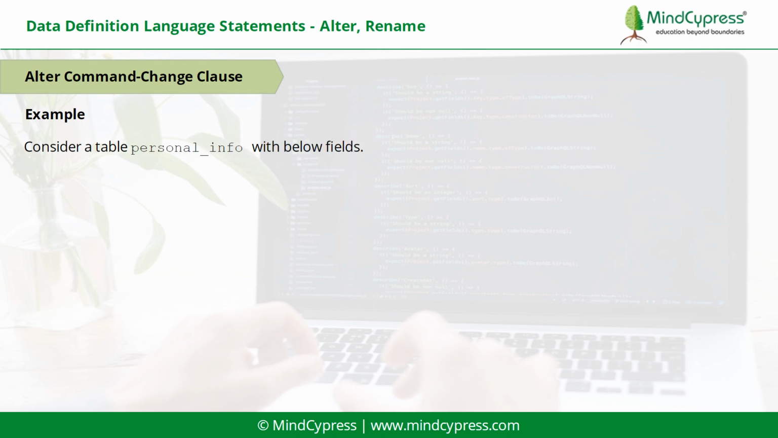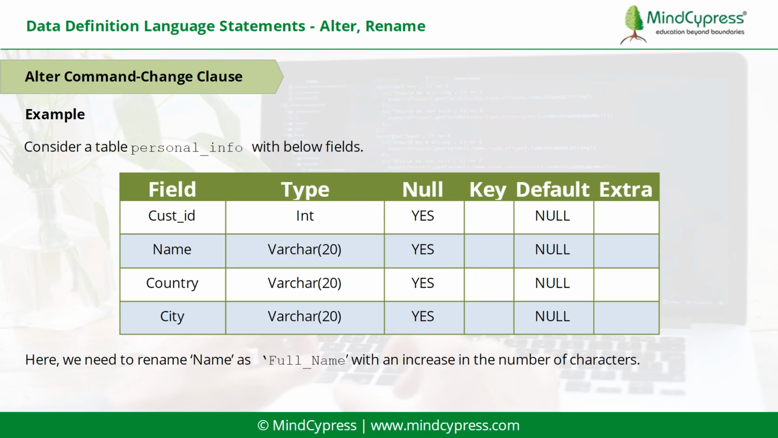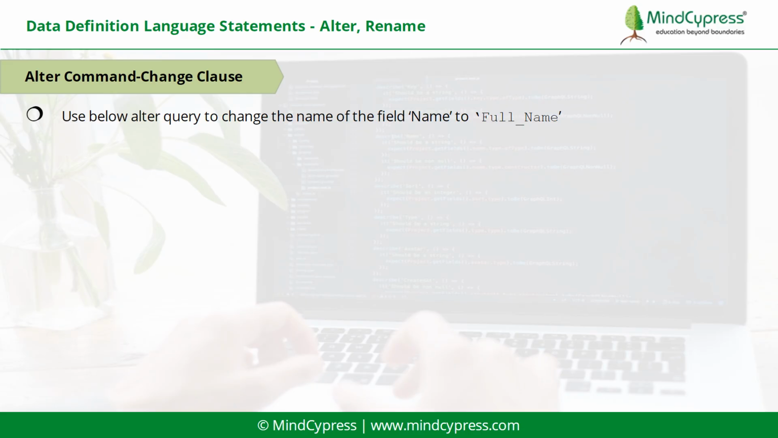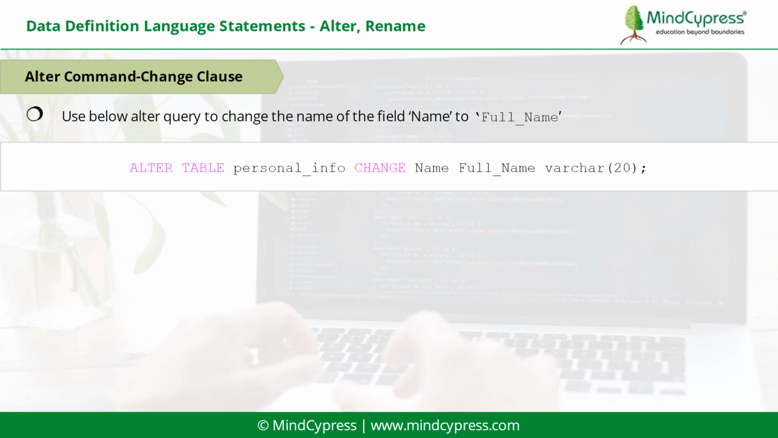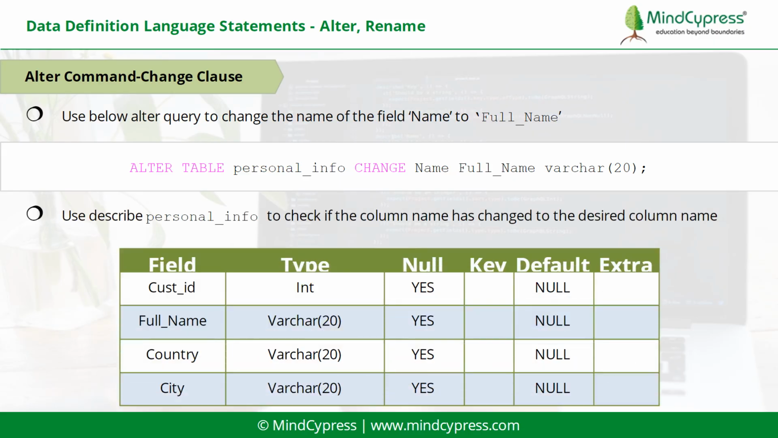Consider a table personal info with fields: customer ID, name, country, and city. Here, we need to rename name as full name with an increase in the number of characters. Use the below alter query to change the name of the field name to full name. Use describe personal info to check if the column name has changed to the desired column name.